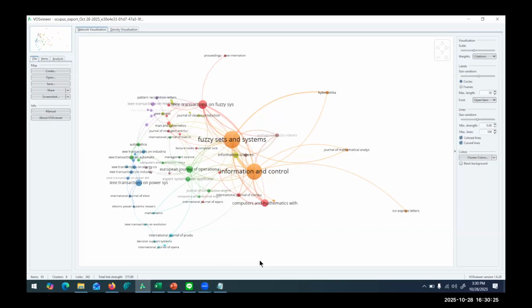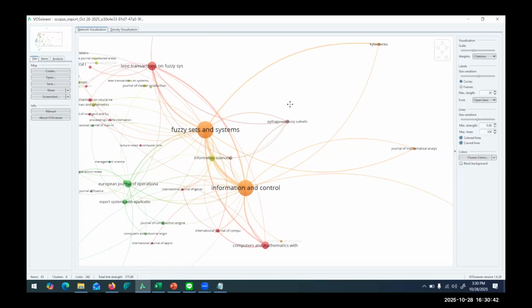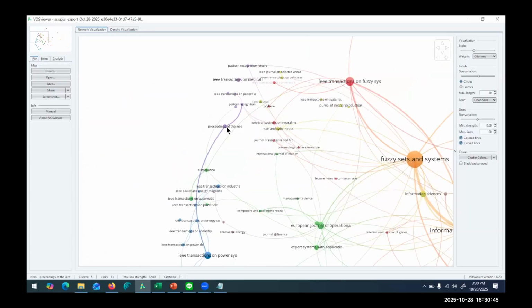How can we add those? We will copy this image, go to Paint, and edit the name of this node. For example, here we can see that this node has no name. When I click here, we can see that this is the journal Proceedings of the IEEE. So we will go to Paint and write Proceedings of the IEEE for this node. So this is a short overview of this.